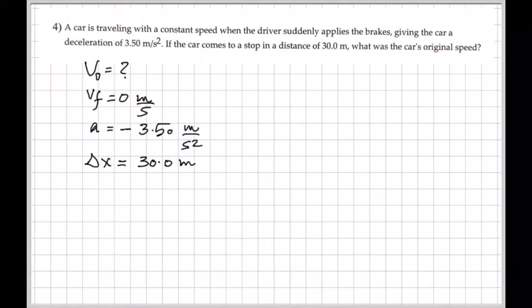Okay, that's number 4. You're asked to find the initial velocity. The final velocity is, of course, 0 because it stops. And it says it's a deceleration. How else can something stop? So it has to be negative, right? So it's deceleration, and then delta x is 30 meters.